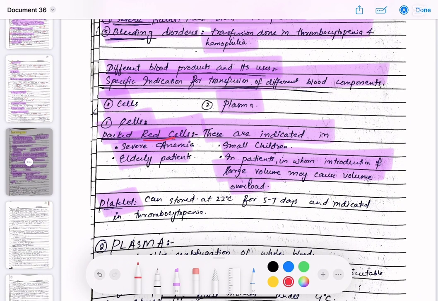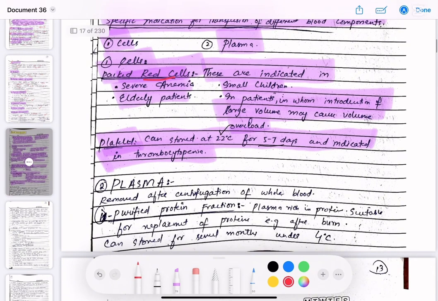Platelets can be stored at 22 degrees C for 5 to 7 days and are indicated in thrombocytopenia. If there are thrombocytopenic disorders, then platelets are transfused, and they can be stored at a temperature of 22 degrees C for 5 to 7 days. So this was one of the blood products, that is packed red cells.